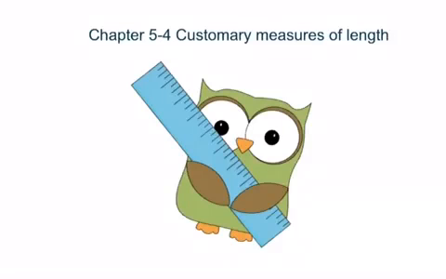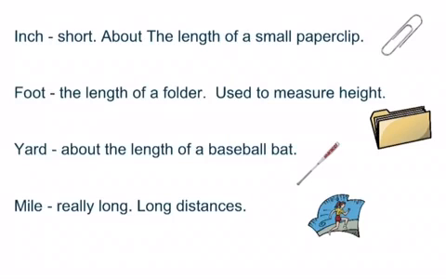Alright, this is from Math Expressions, Chapter 5, Lesson 4, which is on the customary measures of length. So using our customary system that we have here in the United States, the 4 units that we have in America are an inch, of course, which is the shorter unit. It's about the length of a small paper clip.